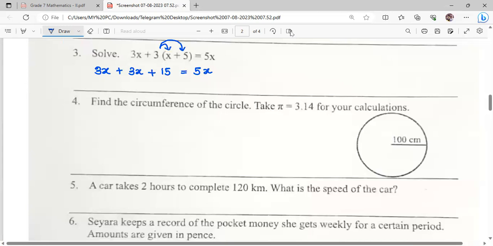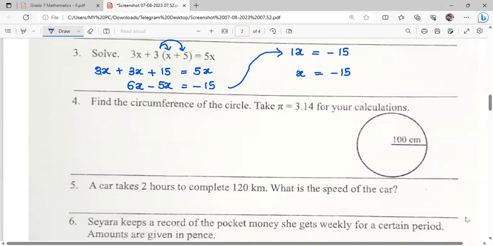So then you collect the x terms to one side and the numbers to the other side. 3x and 3x, it is 6x. And 6x, you bring this positive 5x to this side, that becomes negative 5x. And you send that positive 15 to the other side, it is negative 15. So then what will be the answer, children? 6x minus 5x, it is 1x. 1x is equal to negative 15. So then x is equal to negative 15.